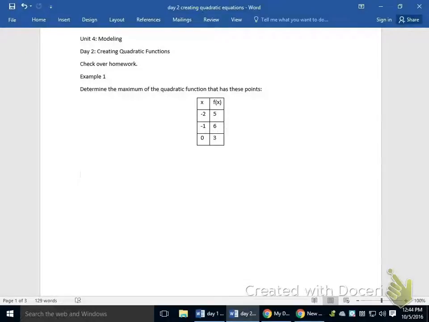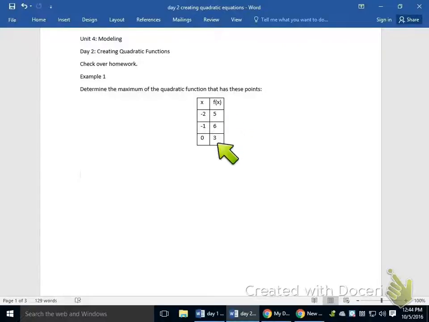This is Unit 4 modeling. We're on day 2, creating quadratic functions. What we learned yesterday with solving 3-variable systems of equations is going to come into play today whenever we look at modeling quadratic functions. Now on this first one it says determine the maximum of the quadratic function that has these points.